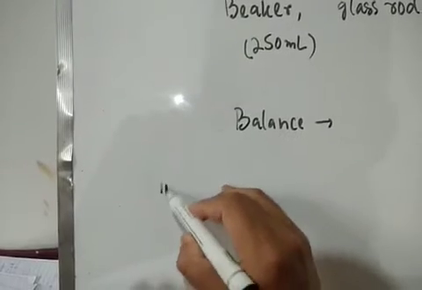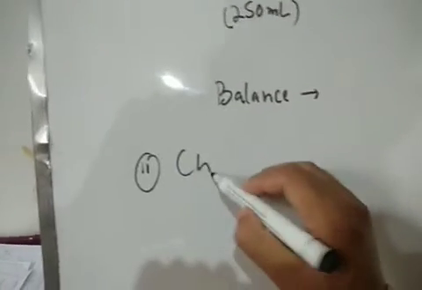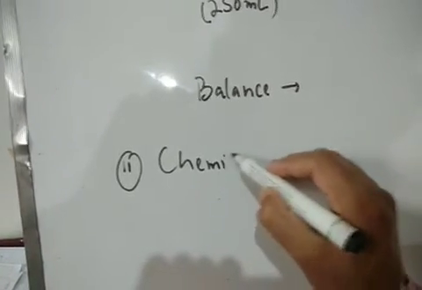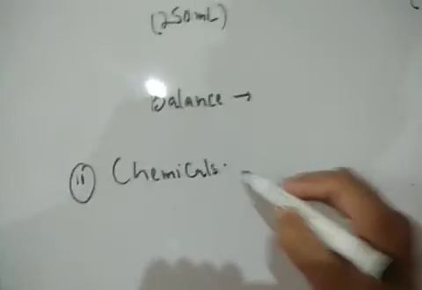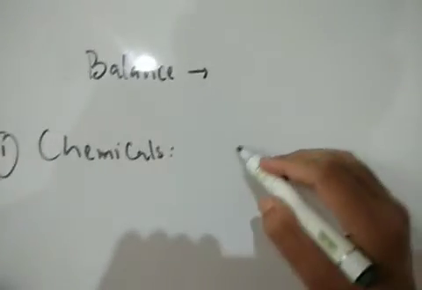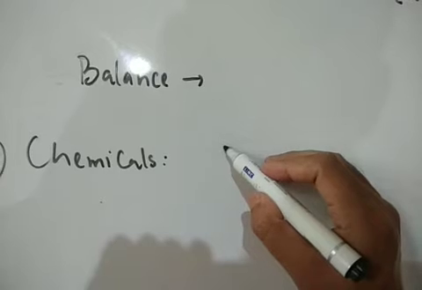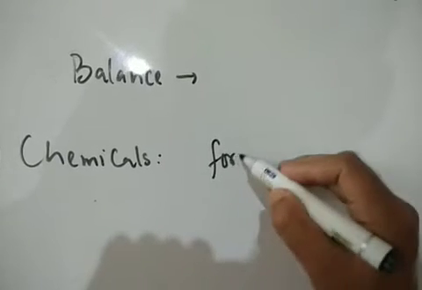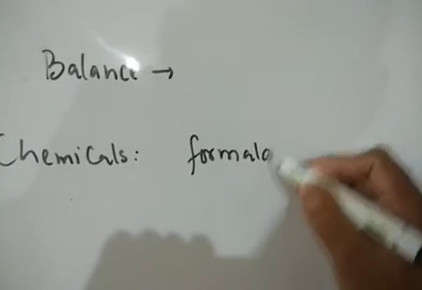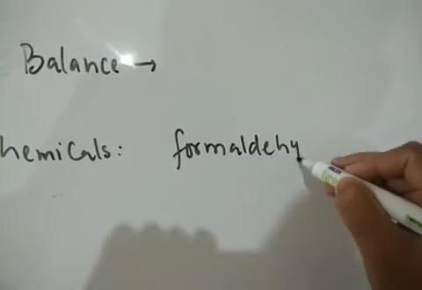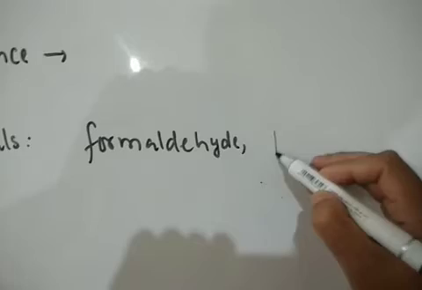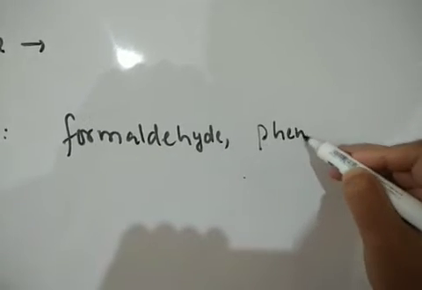Second, we require the chemicals. The chemicals hum kaun sa use isme karenge? So we'll use the major chemical, that is formaldehyde, and then phenol. These are the two main chemical reactants, and we can use the acid.